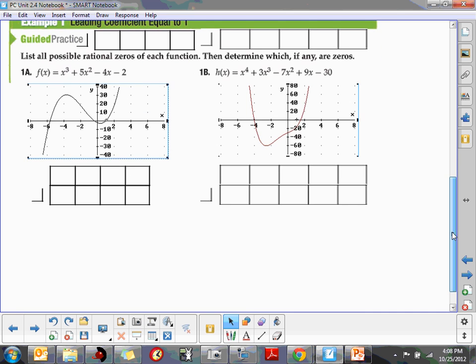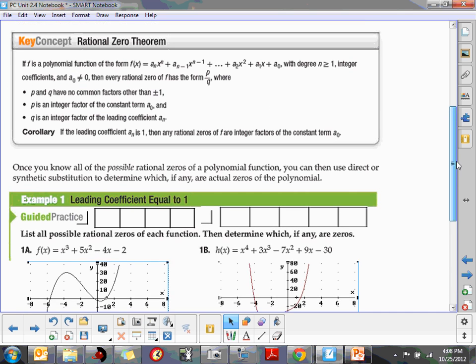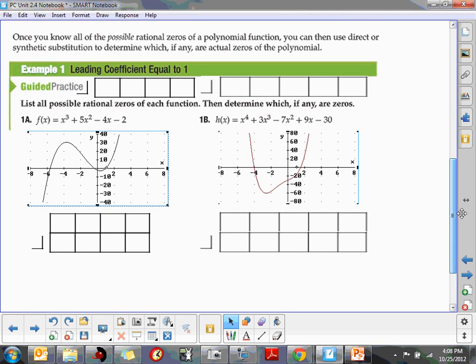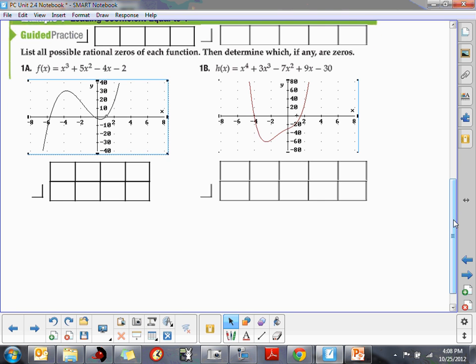List all possible rational zeros of each function. That means we're going to be using this rational zero theorem. So according to the rational zero theorem, what you can read about up there is, if this is a polynomial function as we have in question A, and the constant isn't 0, and all of these powers, in order to be a polynomial function, have to be integer powers, we can use this theorem.